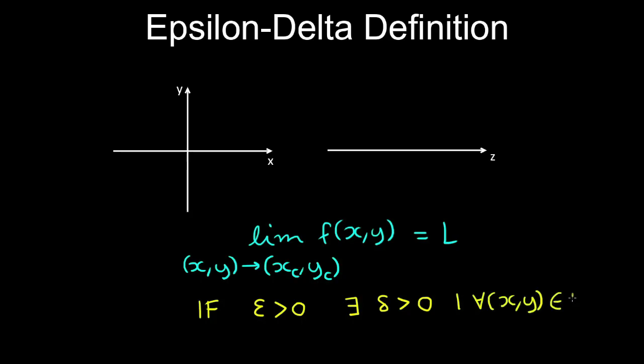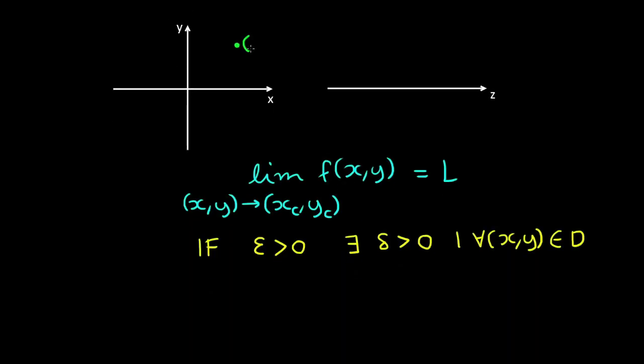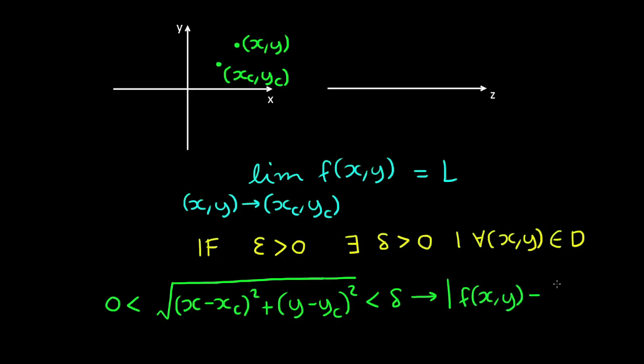in the domain of the function, the distance between the points x, y and the point C, which is the square root of x minus xc squared plus y minus yc squared, between 0 and delta, implies that the absolute value of the function minus the limiting value is less than epsilon.